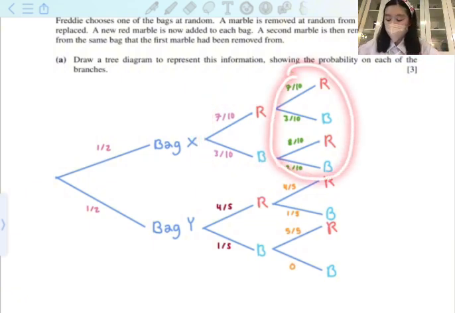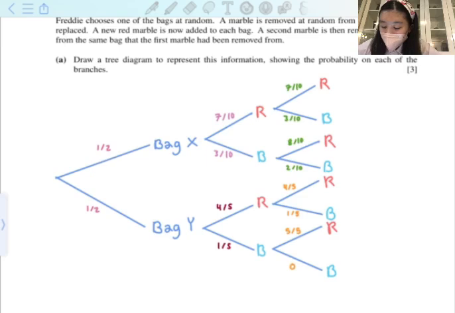So you can see here, as we have written down, 7 out of 10 would be the probability of getting a red marble from bag X on the first draw. But then you go to the second draw and wait, why is it 7 out of 10 as well? This is because, remember, a new red marble is now added to each bag. If you take a red marble out of bag X and then you put another red marble into bag X, the probabilities will stay the same. It's like taking a fish out of a tank and then you put the fish back into the tank. Well, a different fish, but the number of fish will stay the same.